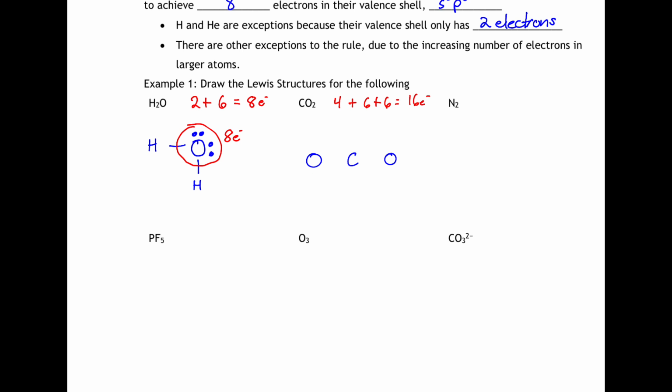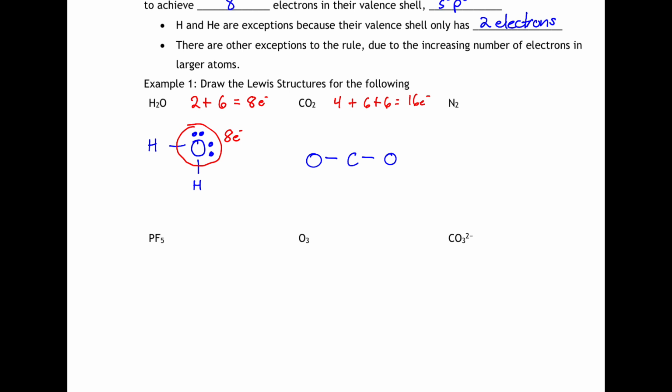We know there's got to be at least one bond holding each other on, right? They have to be attached in some way. So we have to have at least this many bonds. How many electrons have we used up now? We've only used up 4, so we still have 12 left. That's a lot of electrons left.